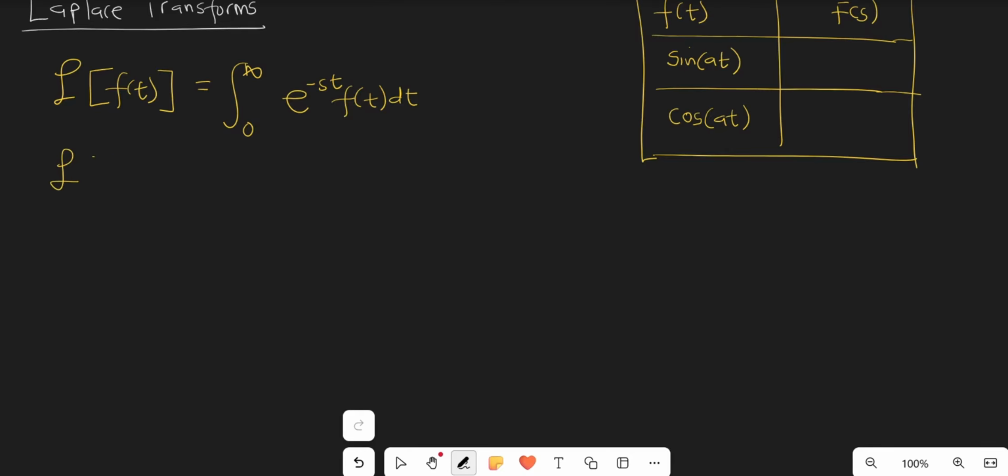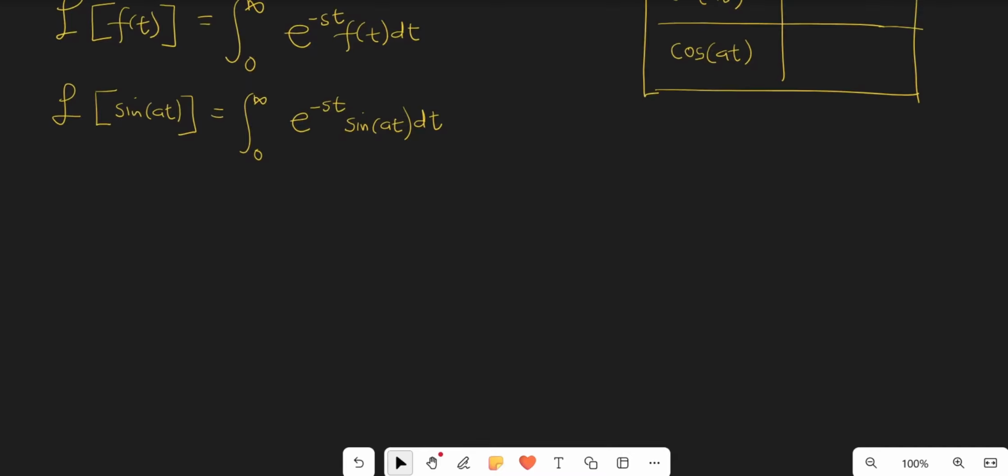So the Laplace transform of the function sine of at is equal to what exactly? That is equal to the integral from 0 to infinity of e raised to the power negative st, multiplied by the function sine of at, dt. All right, cool stuff. So here what we can do is apply integration by parts.